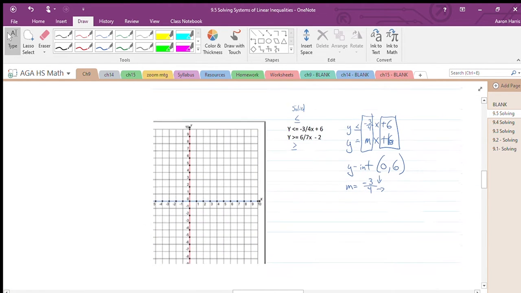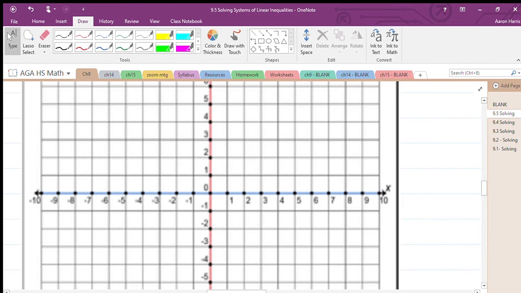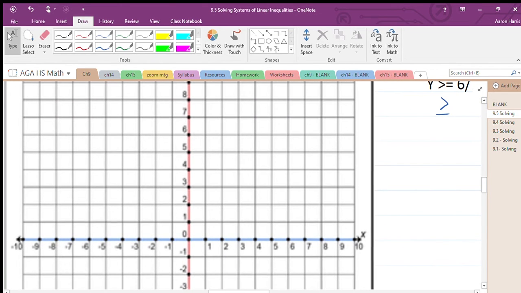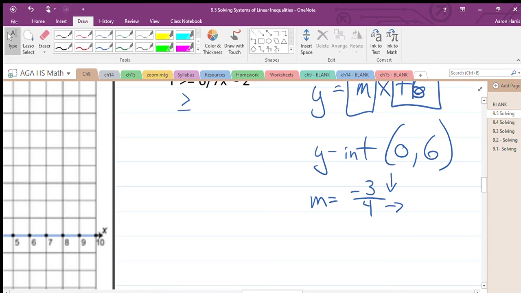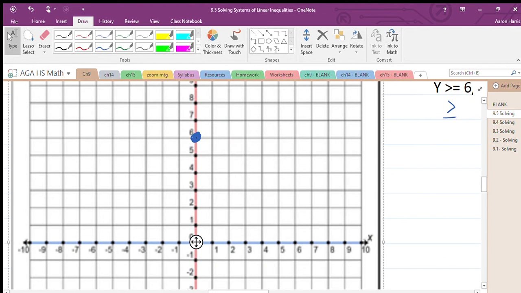Let's do it. So here we go. 0, 6. Here's 0 on the x-axis. Here's 6 on the y. I'm done there. It says go down what? Go down 3 to the right 4. So here we go. We want to go down 3, 1, 2, 3, to the right 4. 1, 2, 3, 4. Now I'll put that.